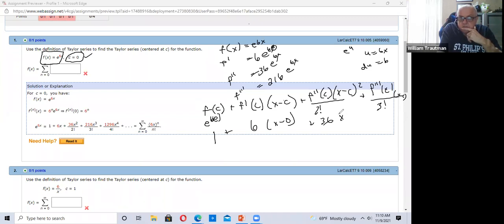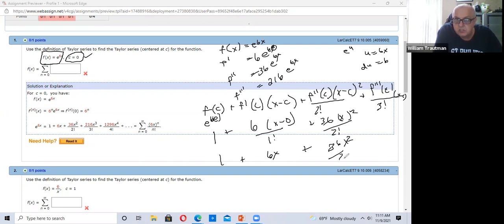X minus 0 squared over 2 factorial. This one was 1 factorial. And so on. So you end up with 1 plus 6x plus 36x squared over 2 factorial. Plus the next one would have been 216x cubed over 3 factorial. If you'll notice, this is the series down here.